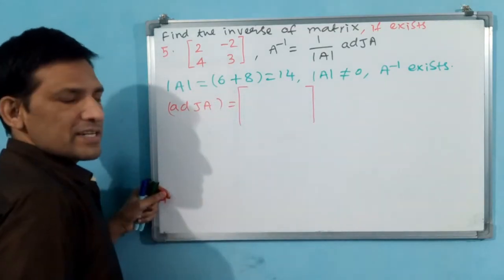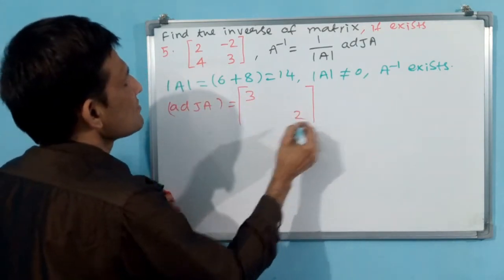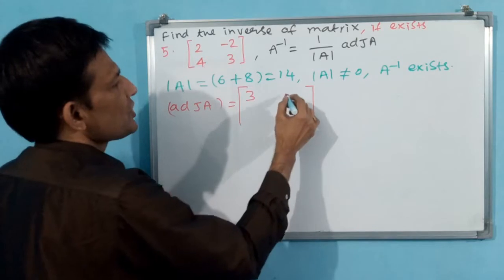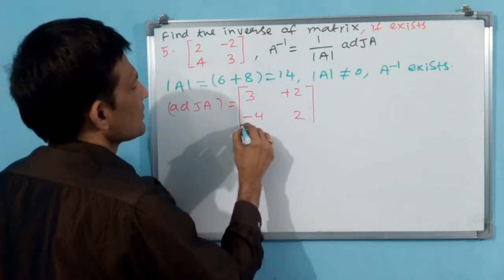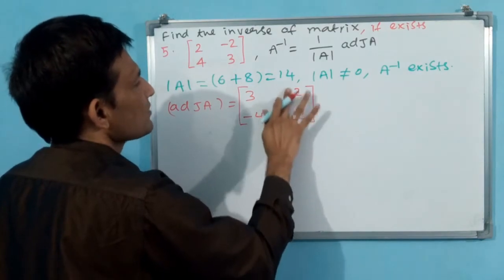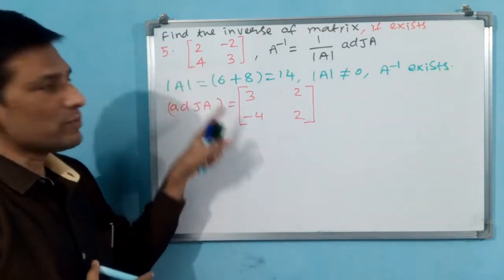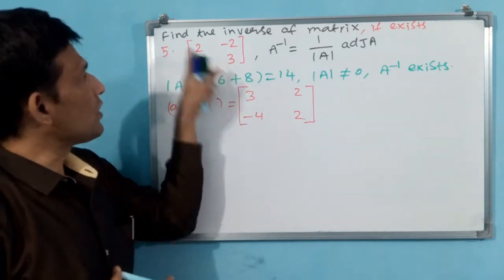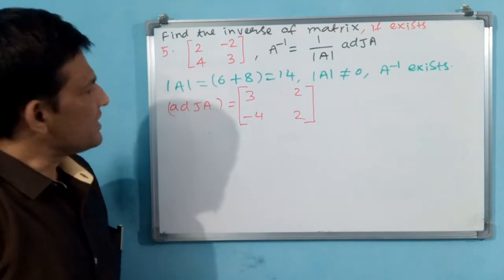How are you going to write adjoint A for a 2 by 2? AD you are going to reverse. And BC you change the sign. Plus 2, minus 4. Plus you need not write. Minus is going to become plus. Plus 4 is going to become minus 4. These two are going to reverse. Now you have received adjoint A also.